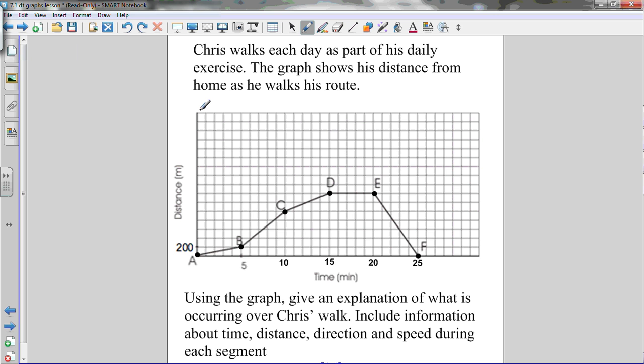Okay. Now let's kind of try and put all of this together here. So Chris walks each day as part of his daily exercise. The graph shows his distance from home as he walks his route. Using the graph, give an explanation of what is occurring over Chris's walk. Include information about time, distance, direction, and speed during each segment.